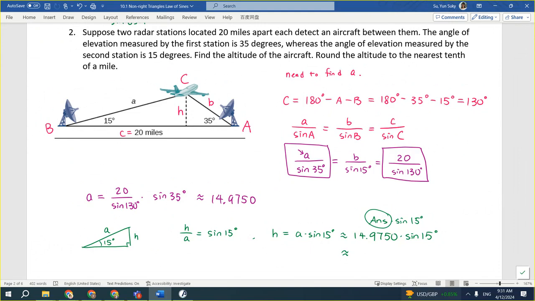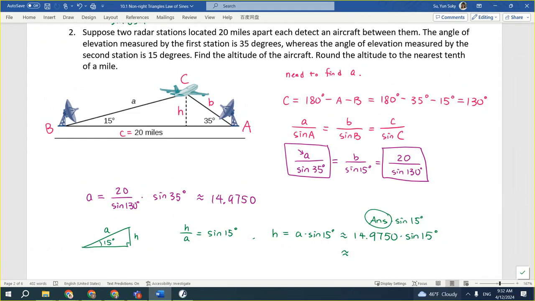Oh, okay. So that is B. That's not H. If you want to find B, you set this equal, and then B is the right-hand side multiplied by this. But here we're not looking for B, we're looking for H. To find H, you just need to know one of A or B. You don't need to know both. If you know A, H is A times sine 15 degrees. If you know B, H is B times sine 35 degrees. Is that clear, everybody?